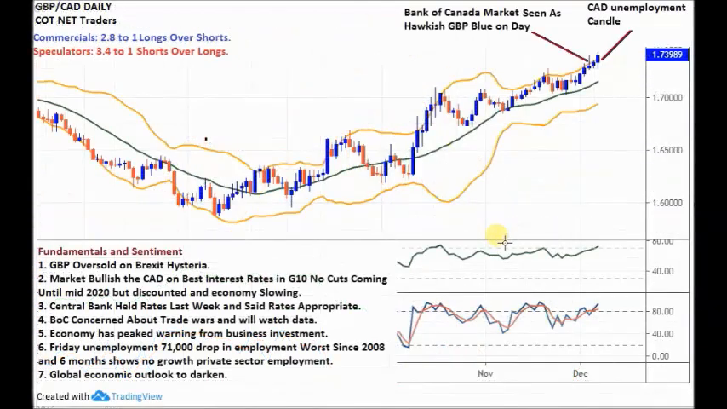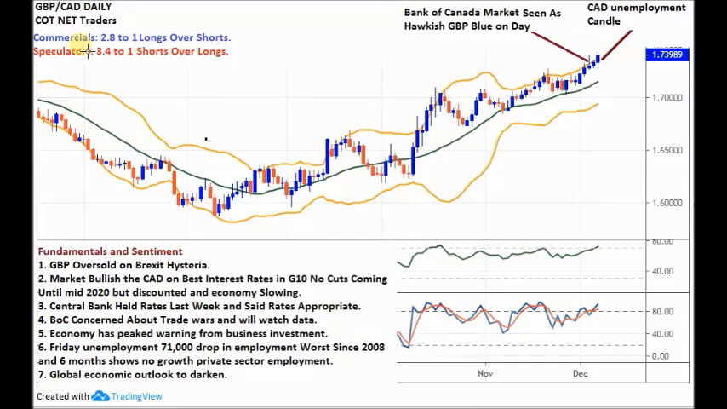Right, GBP CAD daily chart, and in terms of price action, obviously there are retracements along the way. Big trend is up, but despite that, the speculators still remain short, and we see this in the COT Net Traders Report, our favourite sentiment tool in Forex trading. If you're unfamiliar with it, it's from the CFTC.